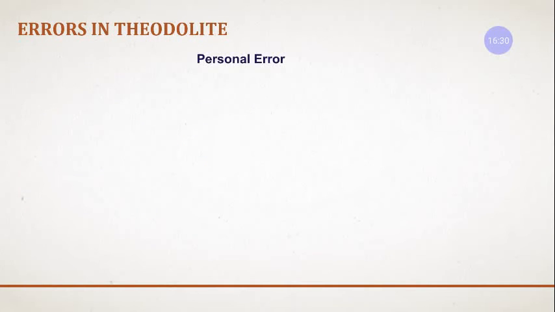Next is personal error. The error made by the people using the theodolite. First one is error in manipulation. Inaccurate centering. It is a process, right? Once you set up the theodolite, you are going to center it. If you don't center it properly, then what happens?